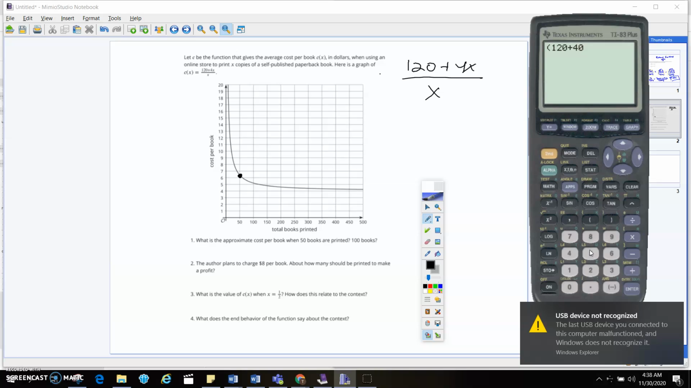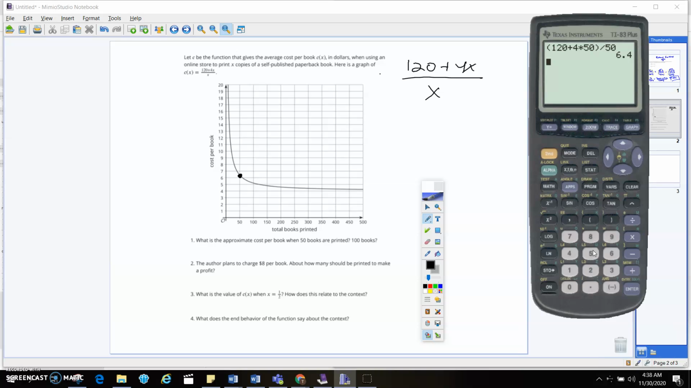4 times 50, right? And make sure you use parentheses, and then divide it by 50. That's going to be roughly 6.4. So if I'm saying how many books approximately, I would probably round down just because 6.4 is about halfway. But depending on your answer choice, it could be 7. Best answer is probably going to be 6 because you can't have half a book, right?